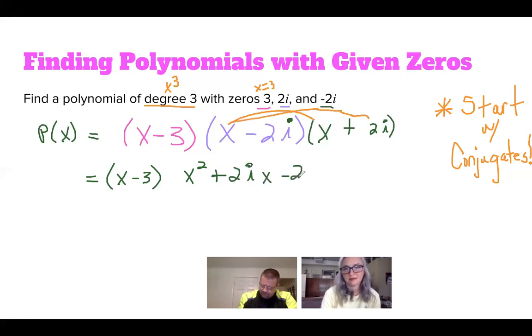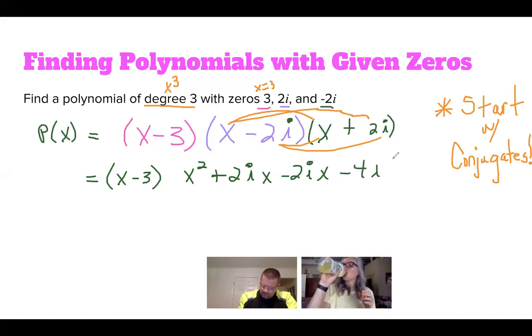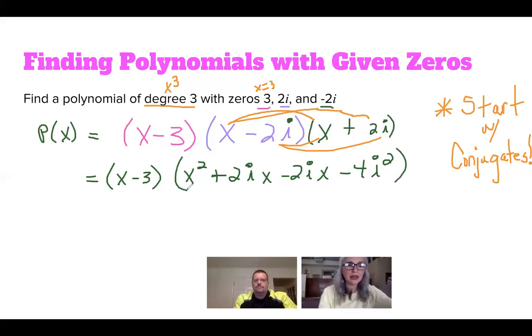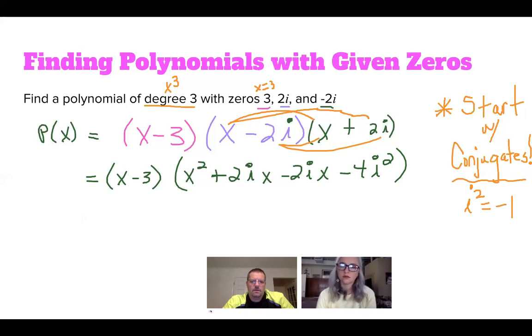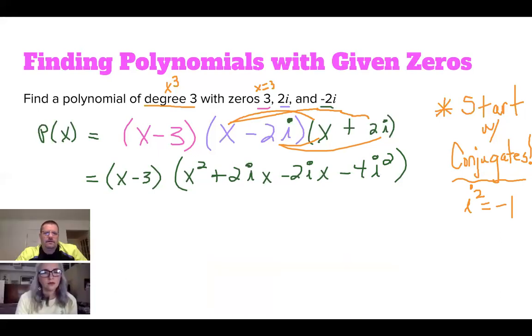minus 2ix. And finally, minus 4i squared. Got to remember here, guys, that i squared is actually -1. So I would end up with a positive 4. I know I was going to do that, but I wanted you to see it for the time being right now.